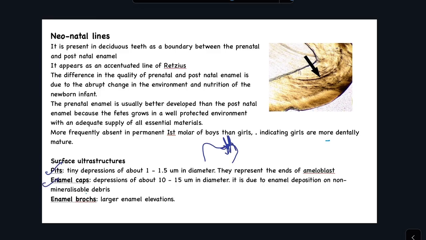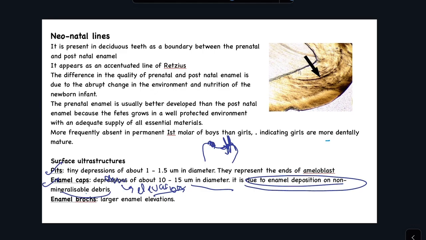Okay, what are enamel caps? So enamel caps, remember, these are elevations. Okay, these are not depressions. You have to correct this in your notes as well. So it is an elevation of about 10 to 15 micrometers in diameter. It is due to enamel deposition on non-mineralizable debris. So if there is a bulge over here and there is some organic material, and I continued enamel deposition over this, this will cause an enamel cap. Okay, and enamel brushes are larger enamel elevations, so they are basically bigger enamel caps.